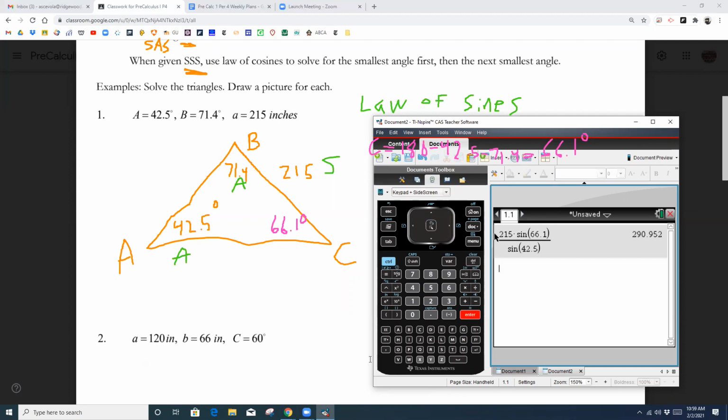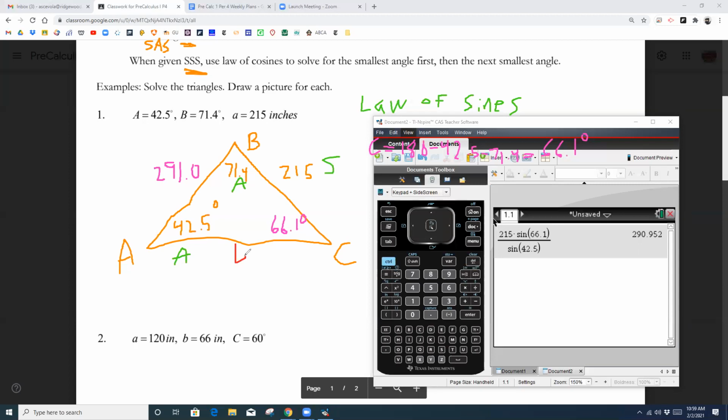And we get 290, which makes sense because the side across from 42.5 is 215. So the side across from a bigger angle than that should be a little bigger. So I'm actually going to round that up to 291 because it's 290.95. So I can actually do 291.0 to show that I rounded to one decimal place and I rounded up.